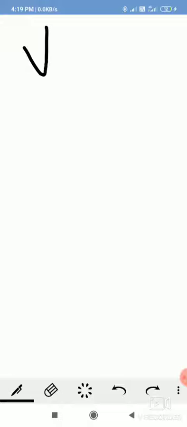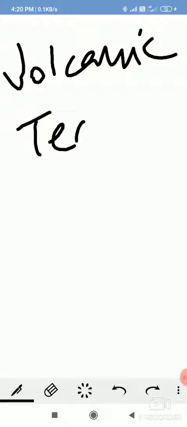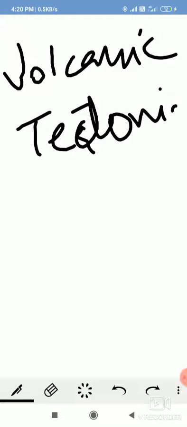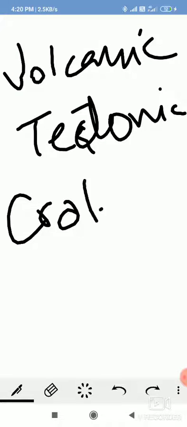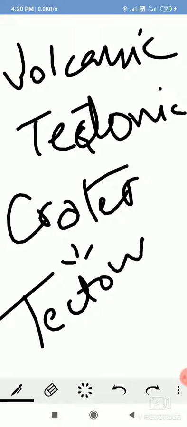And the next one is volcanic tectonic calderas, or volcanic tectonic craters. These are formed due to tectonism, right? Now just summarize it.